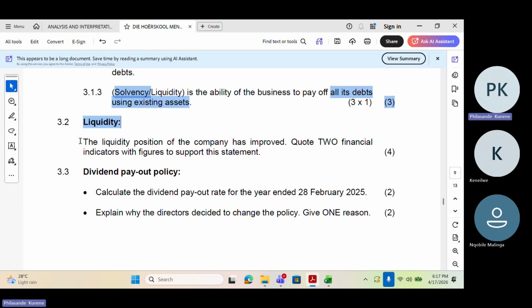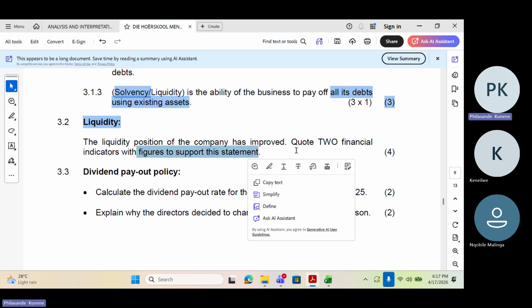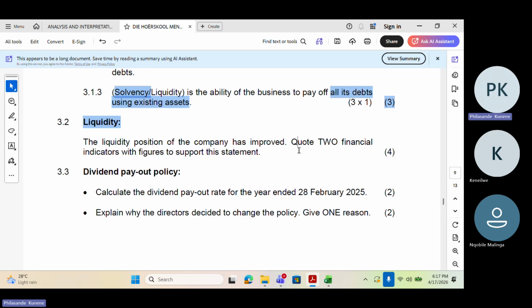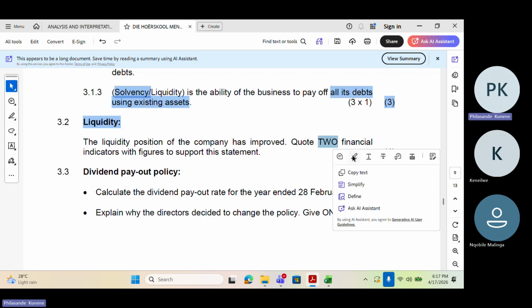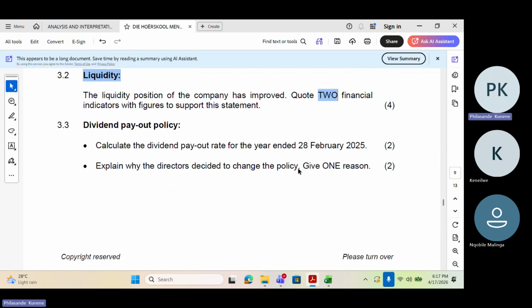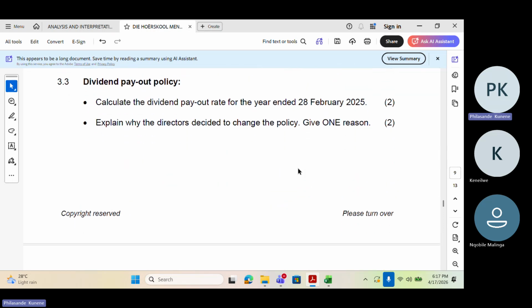Okay, so what is the question under 3.2? They're saying here the liquidity position of the company has improved. Quote 2 financial indicators with figures to support this statement. So we understand that there was an improvement on the liquidity, but we need to quote 2 financial indicators, only 2. There's a lot of them that we have worked on before, but we only need 2 here. Okay, I think these are frameworks that we're going to collect.